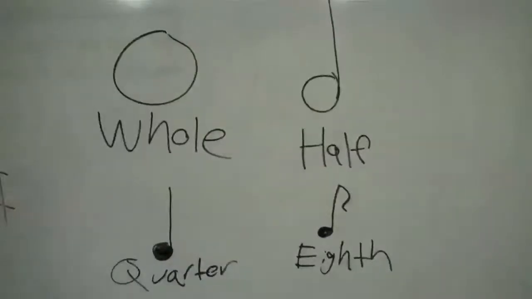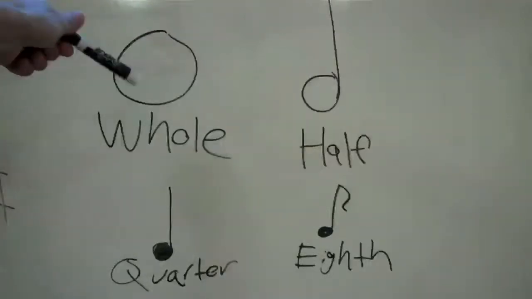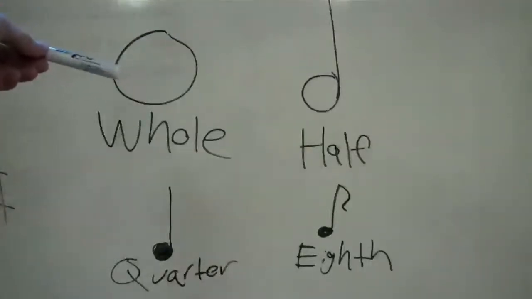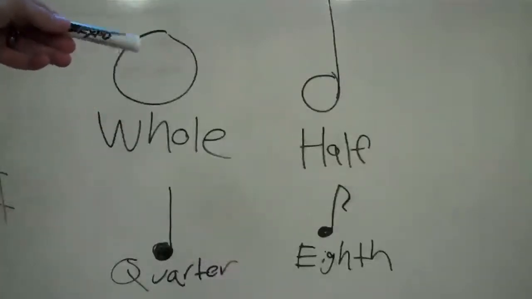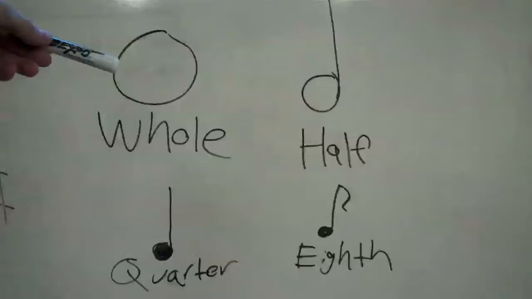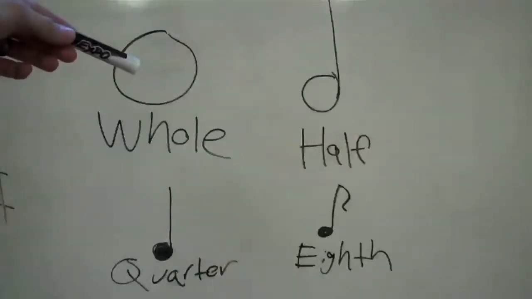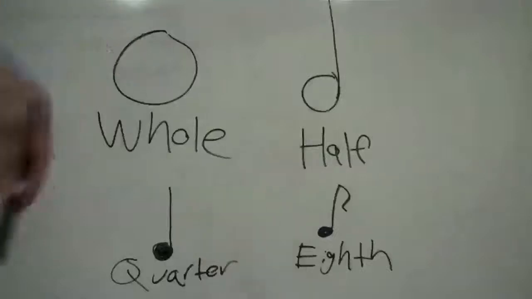So here we have some of the basic notes. We'll start at the top left. The first one is a whole note. A whole note takes up the whole measure. So if you remember, that was 4 beats. So this whole note, you play it once and it lasts for 4 whole counts. Play, 2, 3, 4, then you can play again.